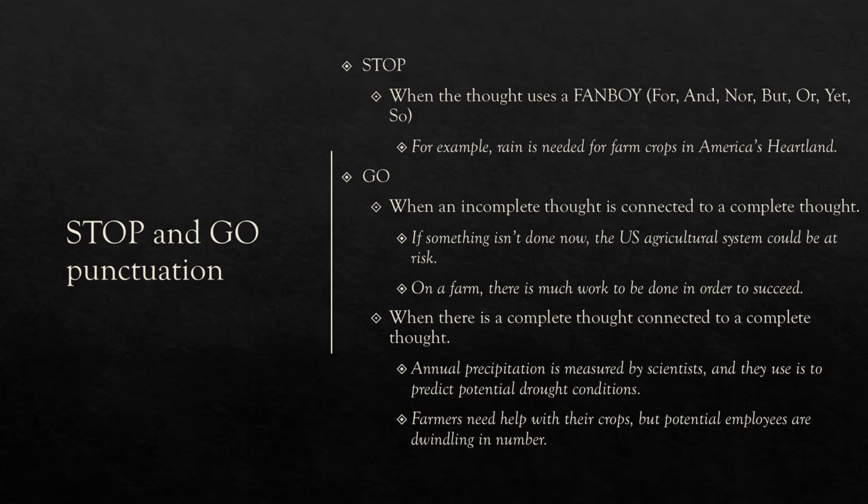Farmers need help with their crops, but potential employees are dwindling in number. Again, 2 separate thoughts, 2 separate ideas. Farmers need help, employees are dwindling. So I connect them together using a comma and a conjunction.